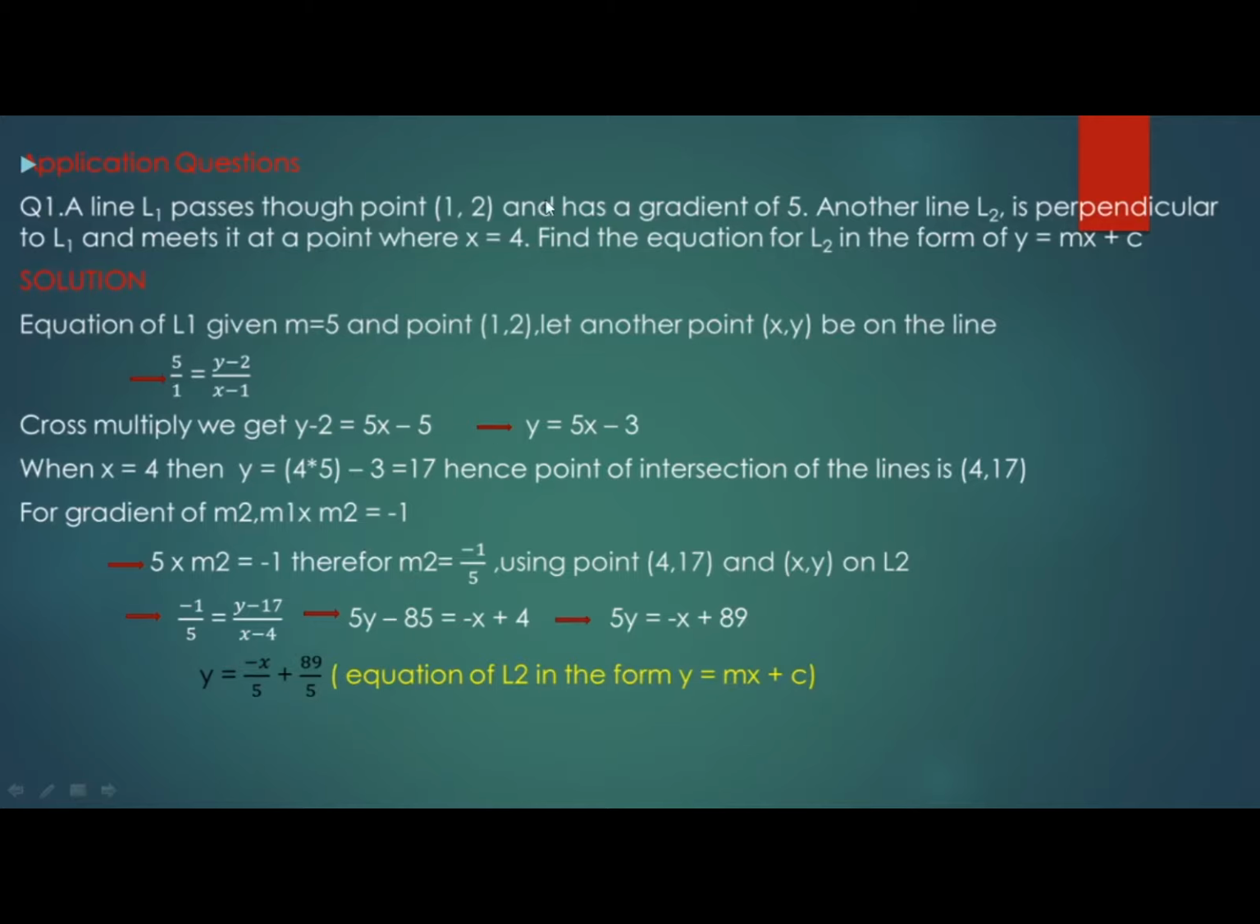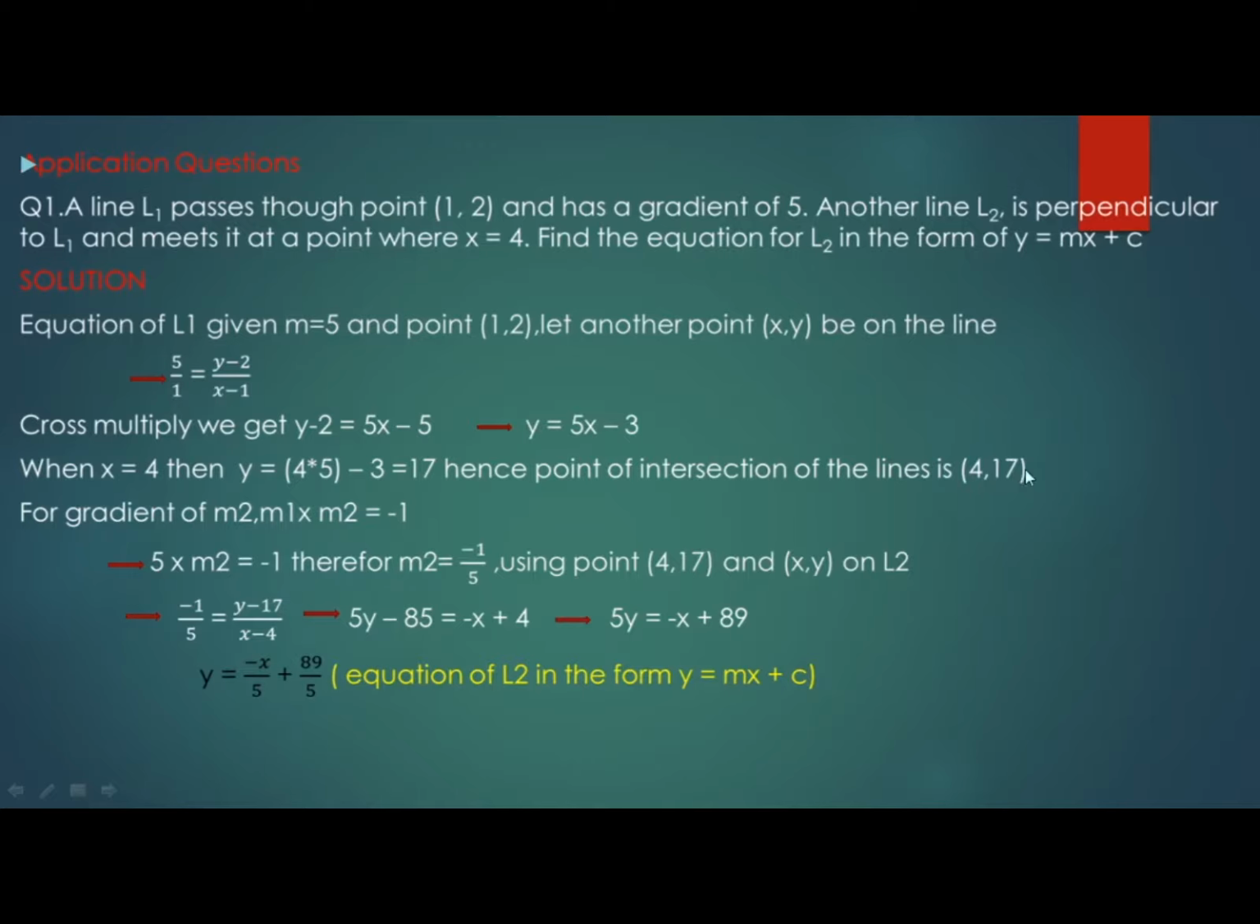But remember, L2 and L1 meet at a point where x is 4. Where x is 4, we substitute in the equation that we have found, because they meet there. If we substitute x with 4 here, we will find the value of y: 4 times 5 minus 3 gives you 17. So the point of intersection will be 4, 17. That is where line L1 and L2 meet.